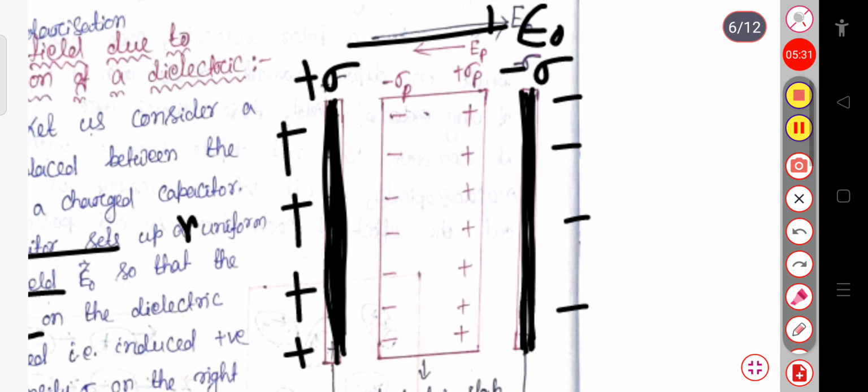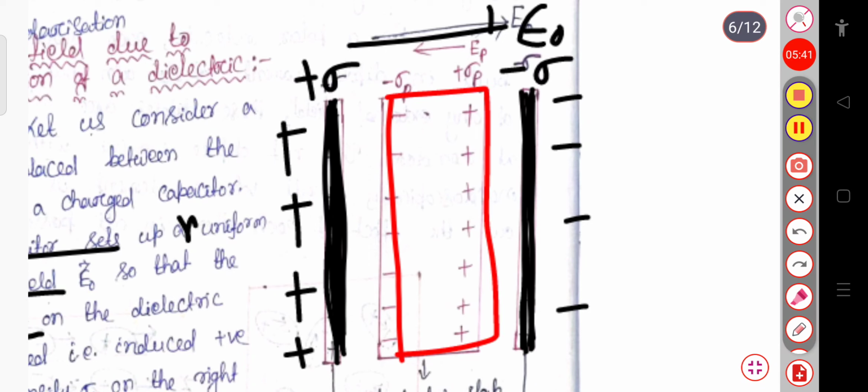Now if you introduce a dielectric slab in between these two parallel plates of the capacitor, then what will happen? Because of the presence of the molecules, whether polar or non-polar, the charges will move accordingly. Since here the applied field, E naught, is in this direction because of the charged plates, the negative charges will move in this direction.